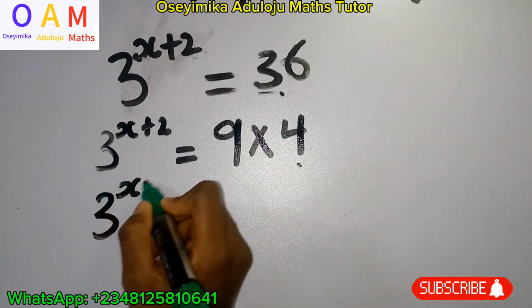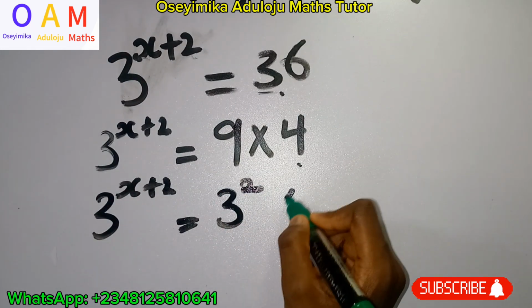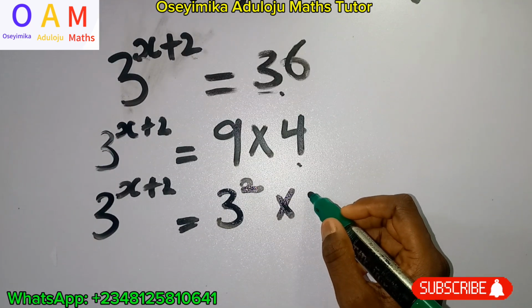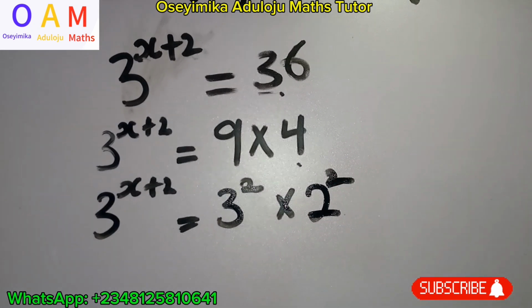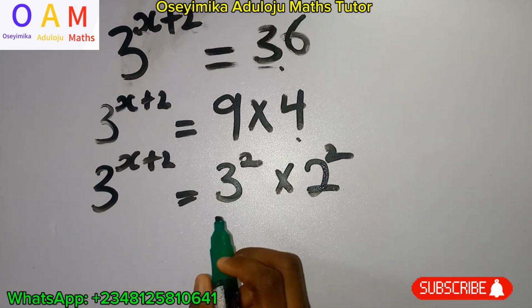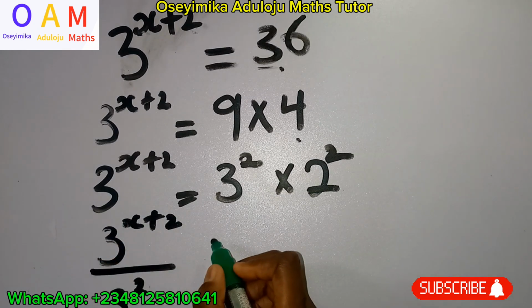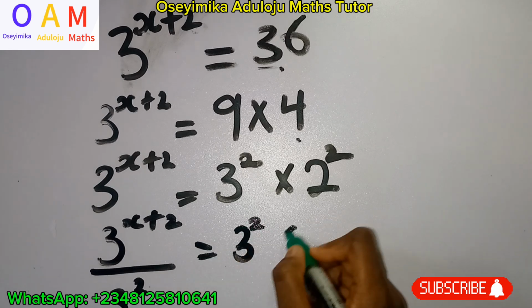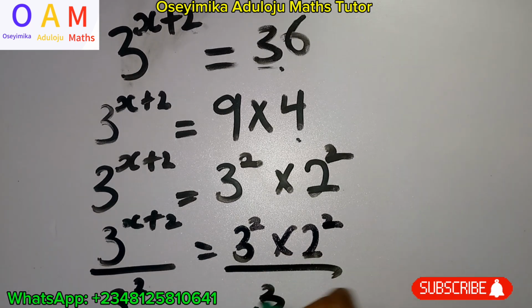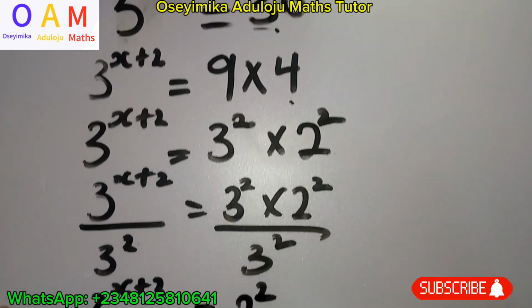So now 3 raised to power x plus 2 equals, we can write this in indices form, which is 3 raised to power 2 multiplied by, and this 4 can also be written in indices form, which is 2 raised to power 2. The next thing we're going to do is to divide both sides of the equation by 3 raised to power 2. So 3 raised to power x plus 2 divided by 3 raised to power 2 equals 3 raised to power 2 multiplied by 2 raised to power 2 divided by 3 raised to power 2. So we'll be left with 3 raised to power x plus 2 divided by 3 raised to power 2 equals 2 raised to power 2.